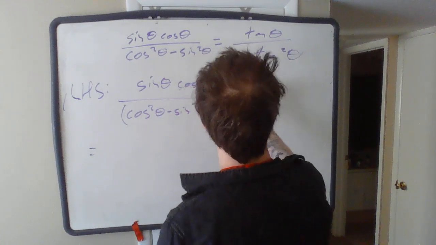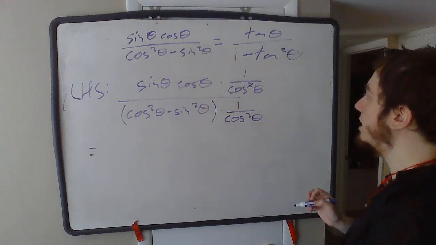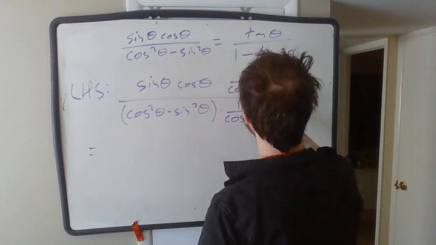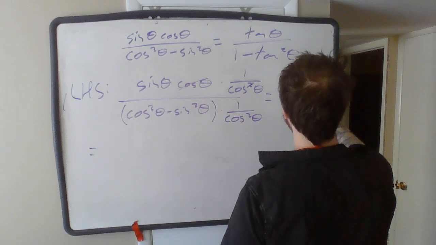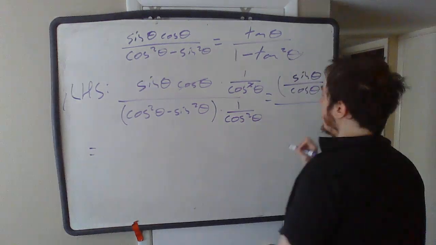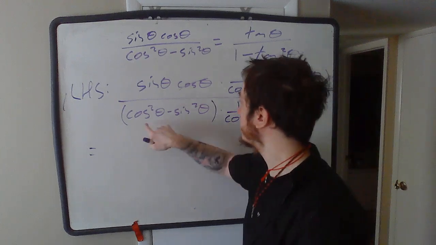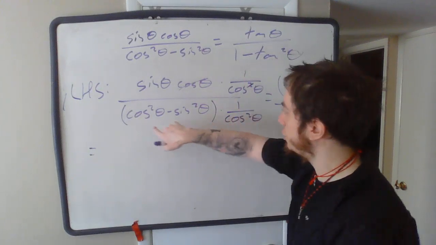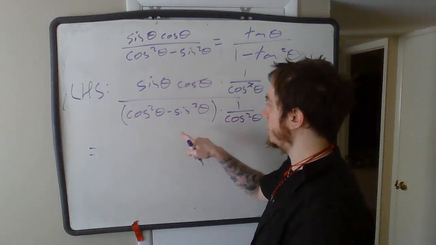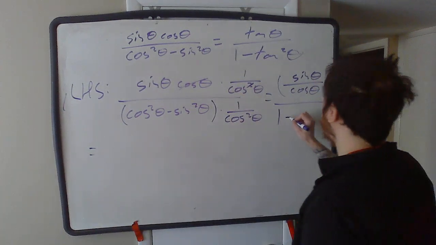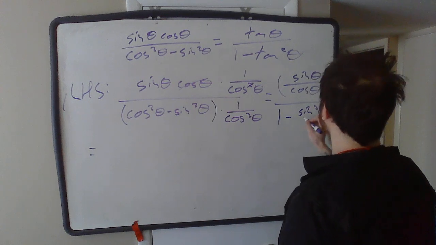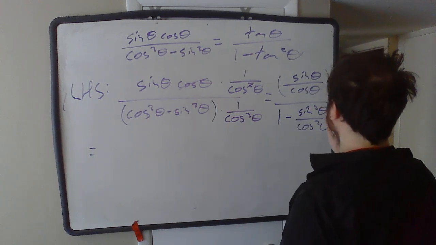Okay, so what's going to happen here? Well, this cosine theta is going to cancel with the squared. And that's going to leave us with sine theta over cosine theta in the numerator. What about in the denominator? Well, when I distribute this fraction into this expression here, the cosine squareds cancel and leave me with 1. And then I have minus sine squared theta over cosine squared theta.